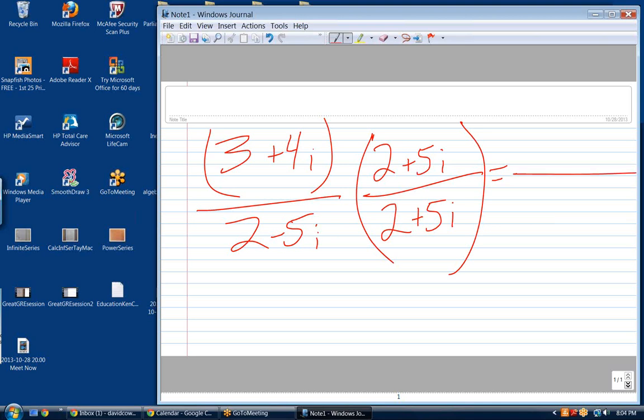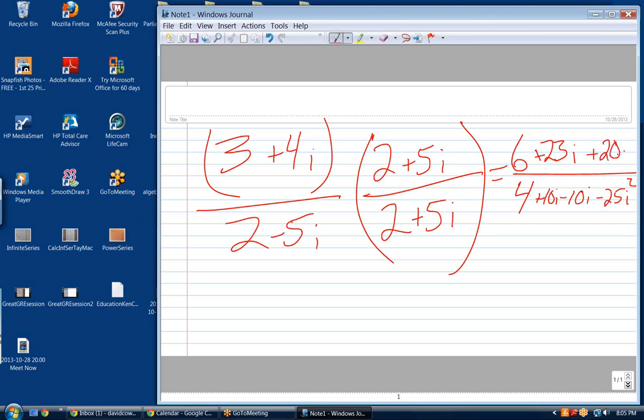Notice that if you multiply 2 minus 5i times 2 plus 5i, you get 4 plus 10i minus 10i minus 25i squared. This numerator becomes 6, let's see, we have 8i and 15i, so that's 23i, plus 9i, plus 20i squared.